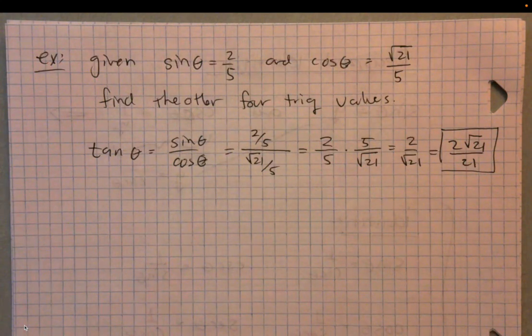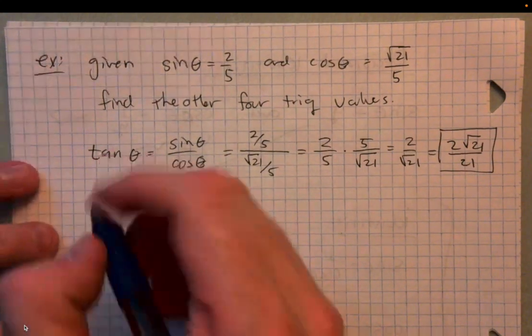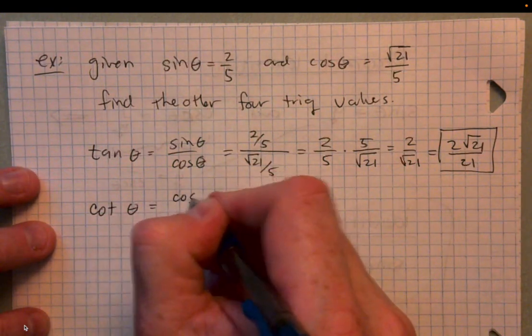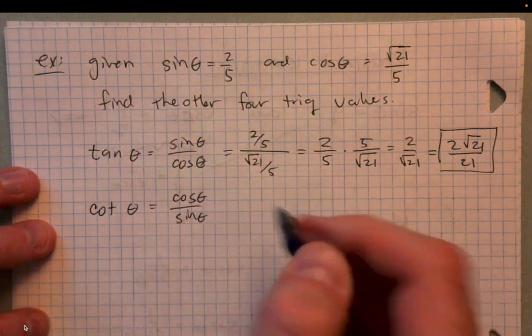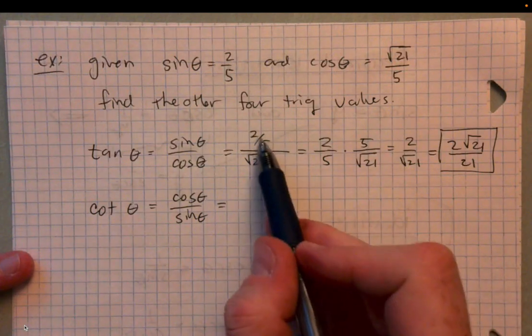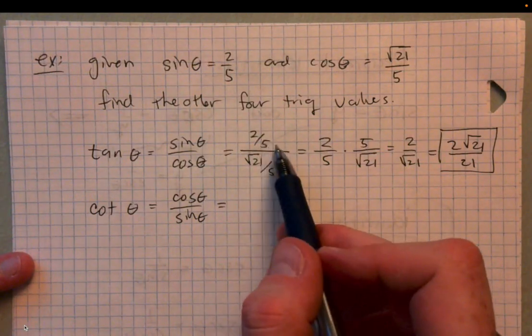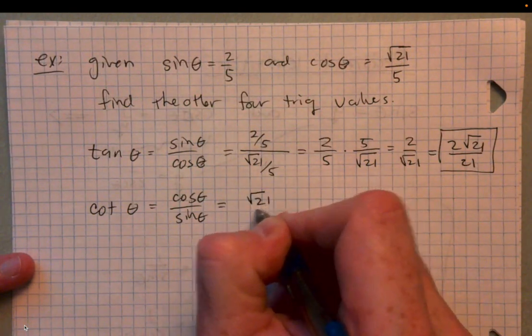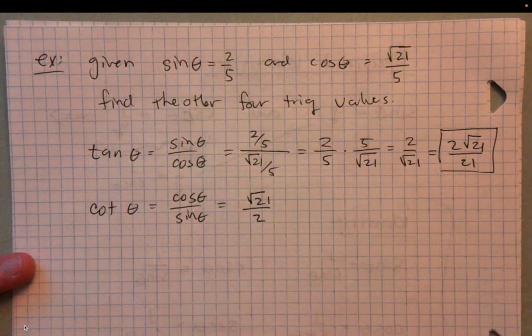And what about the cotangent? We can do that one quick. It's just the cosine of theta over the sine of theta. It's the same story, and so it's really going to be the same numbers as this, just upside down. So it's really just the square root of 21 over 2.